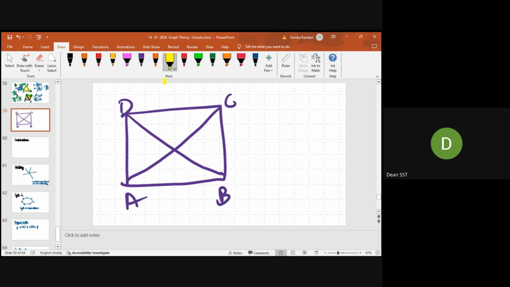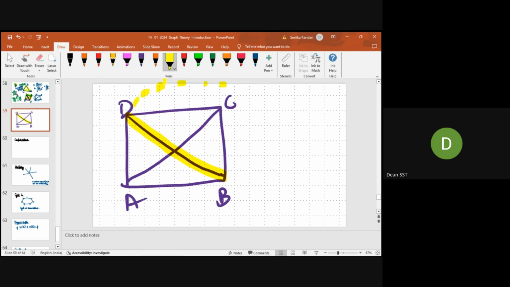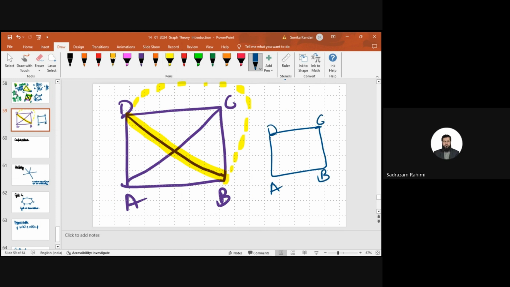Okay. Now I am taking this edge out like this. So the graph will now become A, B, C, D, and it will be like this. Now check whether this graph is a complete graph or not. No, ma'am. There is no edge between A and C.